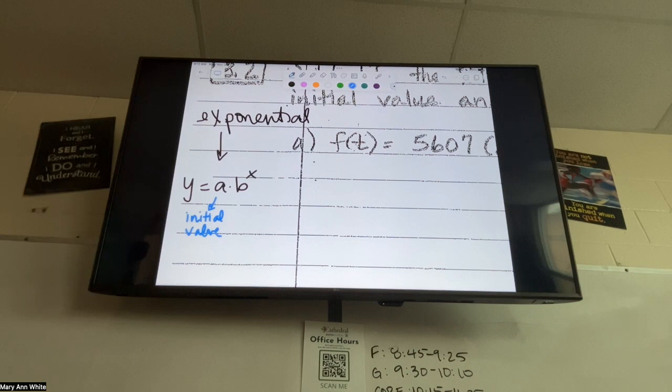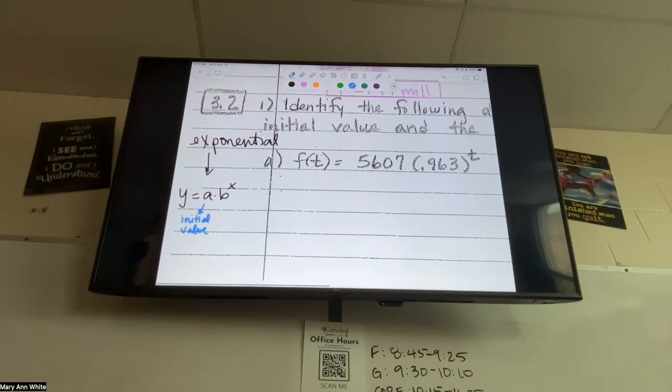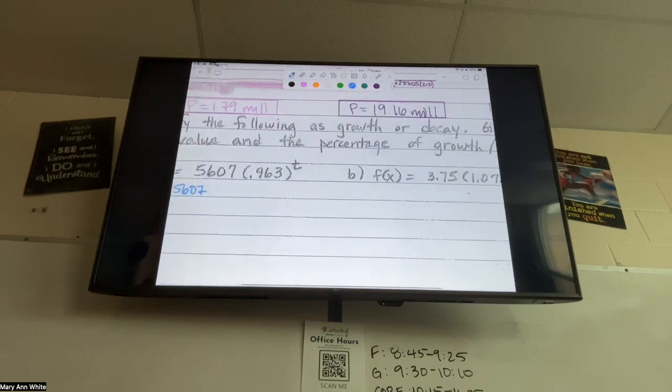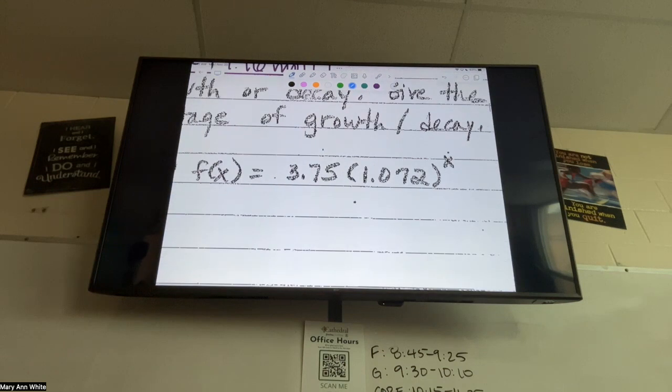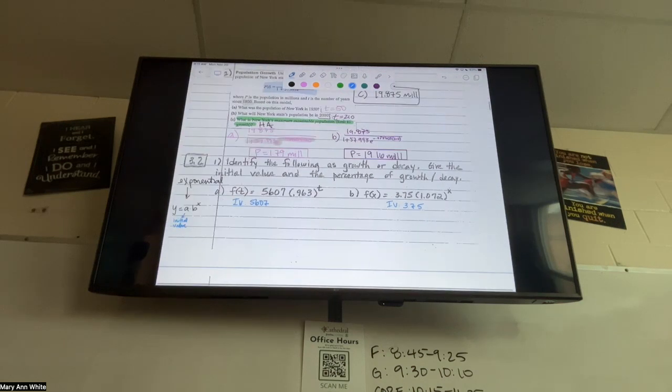So I can go look at these 2 examples. We'll come back and do the growth and decay in a second. But what's my initial value for letter A? 5,607, right? I'm just gonna call it IV just because I don't want to write out initial value. So 5,607 is my initial value for the first one. Easy, just identifying that first part. And then what about for letter B? What's my initial value here? 3.75, good. So that's my initial value.